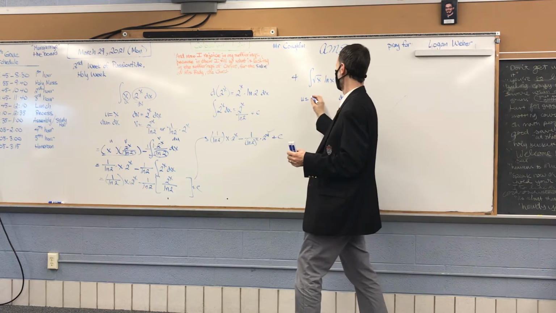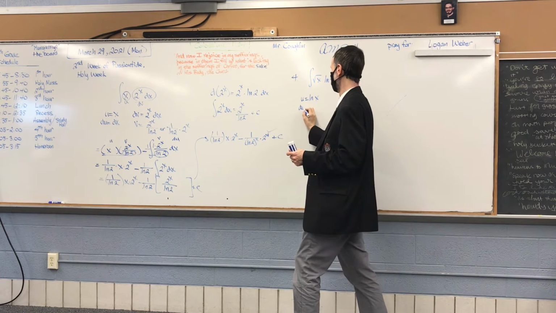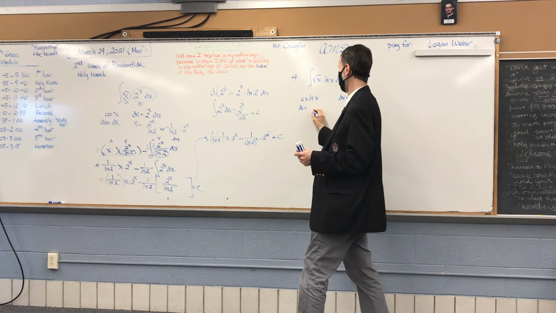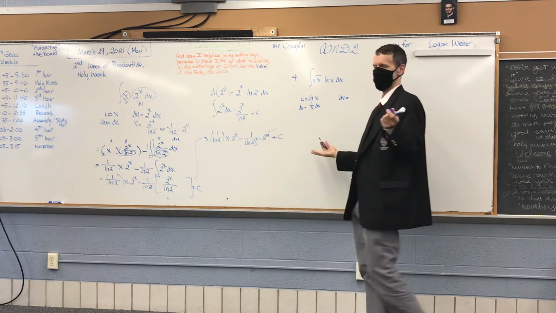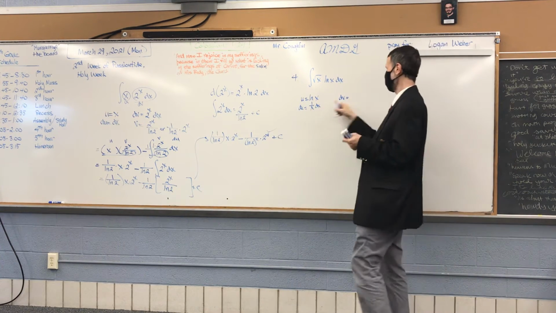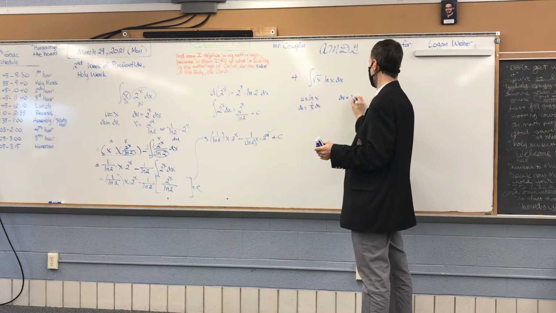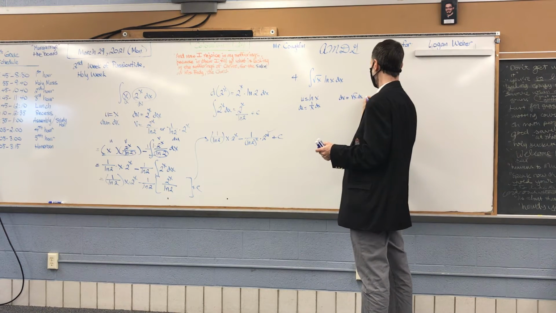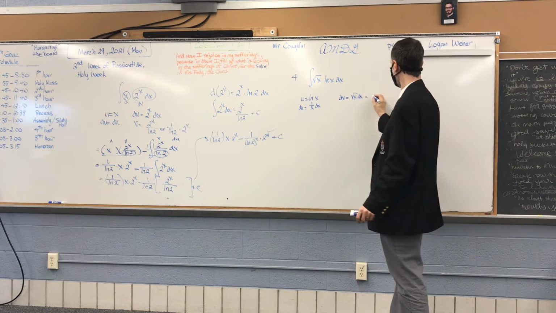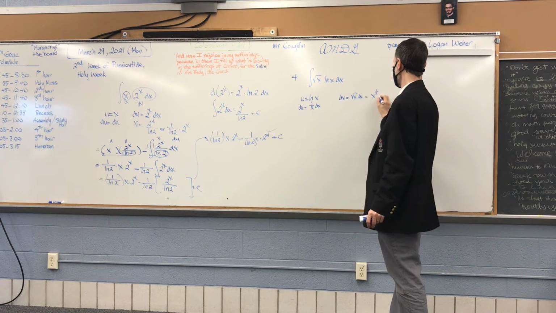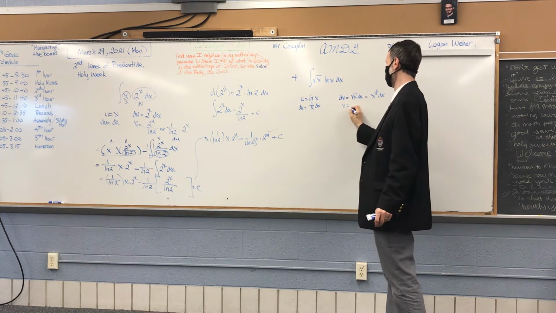ln of x for u. What does that make for du? 1 over x dx. That at least was relatively easy. If that's true, then dv would be what? Radical x dx. And then switch that to antiderivative friendly form: x to the 1/2 dx. Right. Now find v for me.